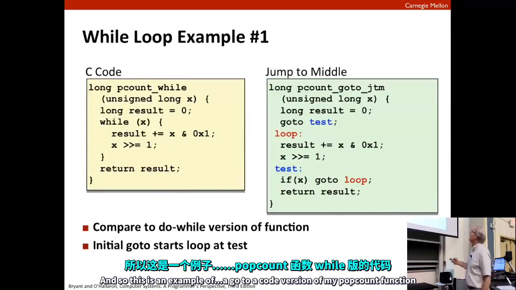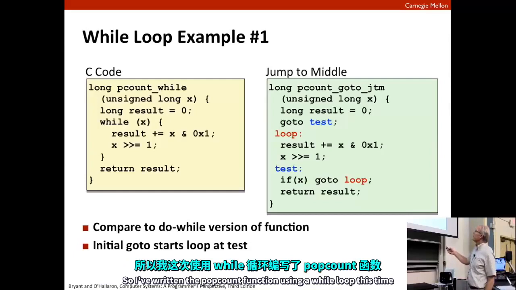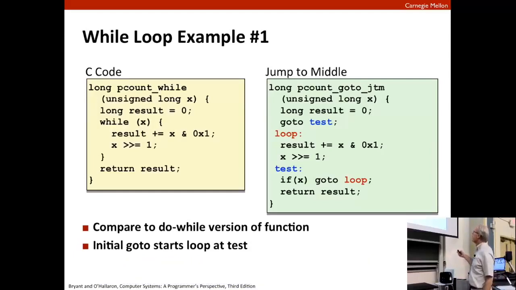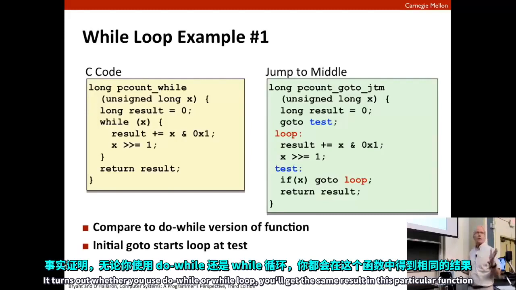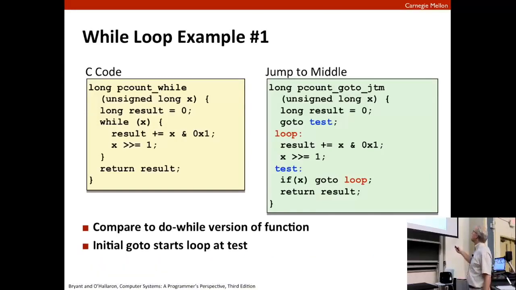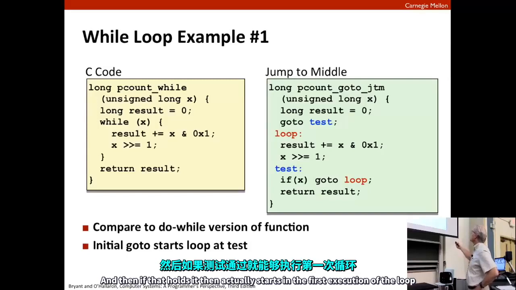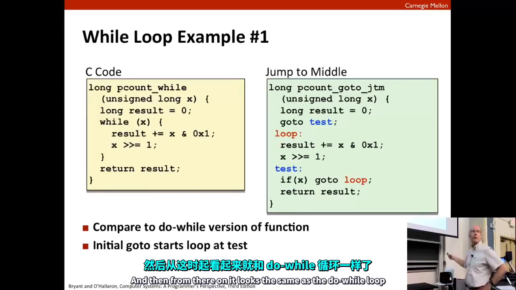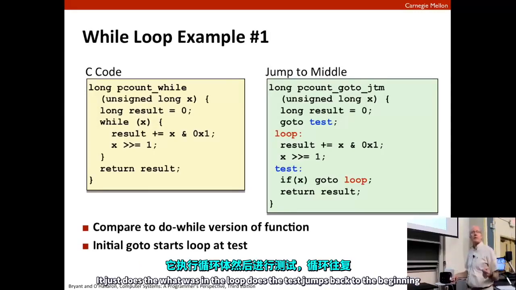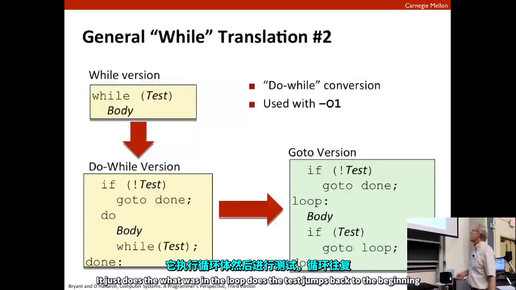And so this is an example of a goto code version of my pop count function. I've written the pop count function using a while loop this time. It turns out whether you use a do or a while loop, you'll get the same result in this particular function. And you'll see the way it looks is it jumps to the test portion of the code, and then if that holds, it actually starts the first execution of the loop. And from there on, it looks the same as a do-while loop. It just does what was in the loop, does the test, and jumps back to the beginning.